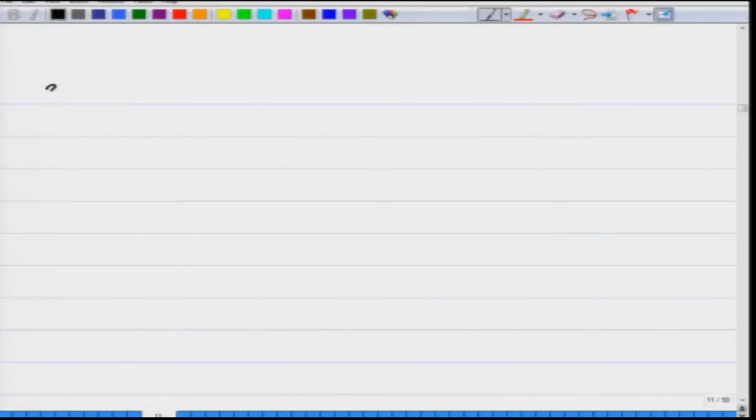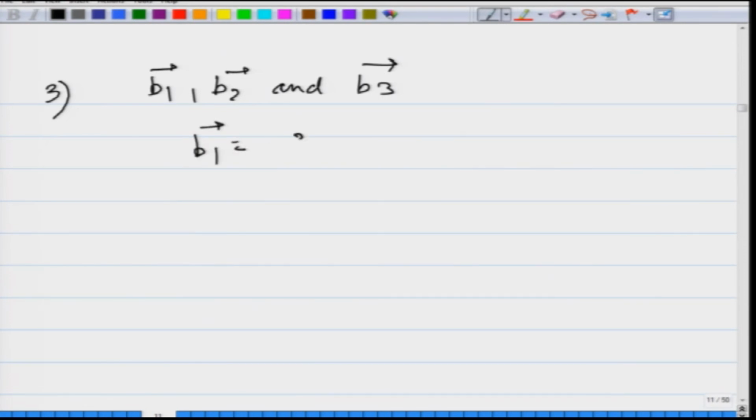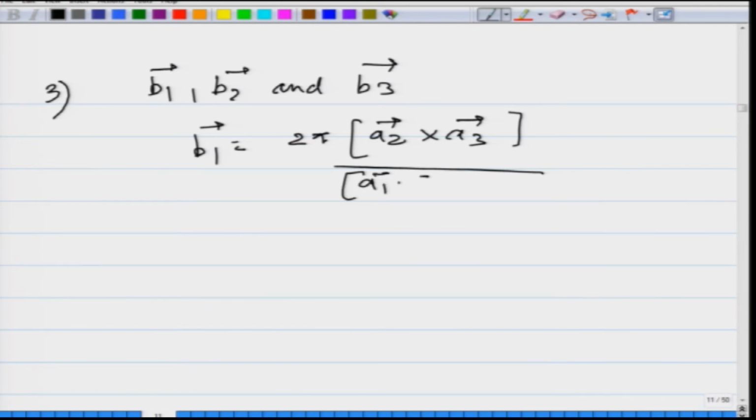Now we will discuss assignment number 5. And we will start with the problem number 3. In this third problem, they asked for the reciprocal lattice vectors of a simple cube. Okay, so if B1, B2 and B3 are the reciprocal lattice vectors of any crystal, then B1 is given by 2 pi A2 cross A3 divided by A1 dot A2 cross A3.